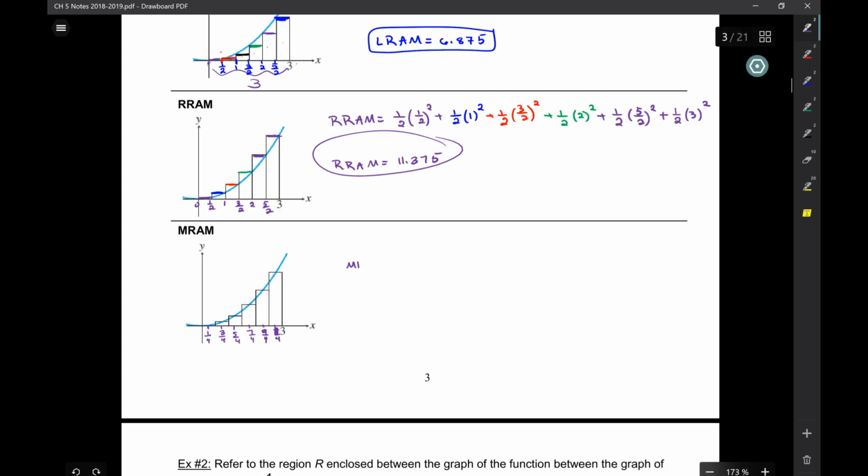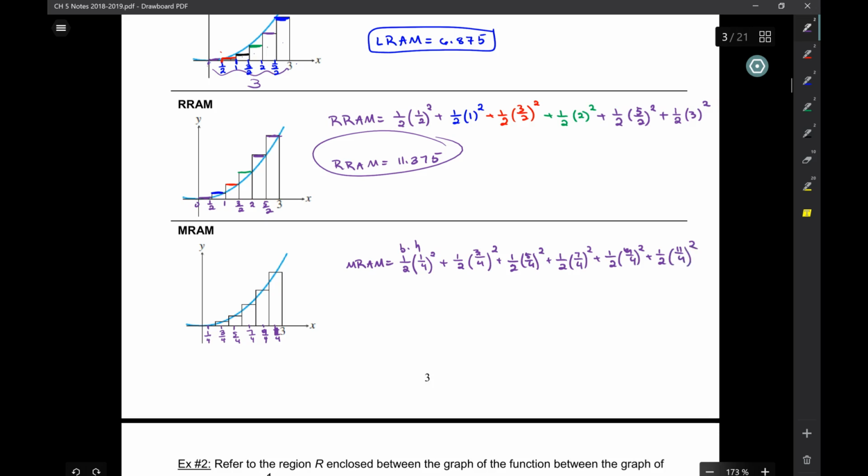So now, MRAM, listen, let me do this and then I'll take a question. MRAM, again, it's going to be base times height. The base is still 1/2, but the height is going to be the midpoint value squared. All right, so it's going to be 1/4 squared plus 1/2, 3/4 squared, 1/2, 5/4 squared, 7/4 squared, 9/4 squared, with the halves, of course. And then 1/2, 11/4 squared.